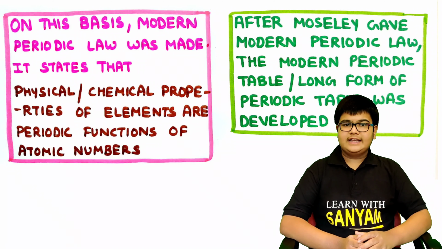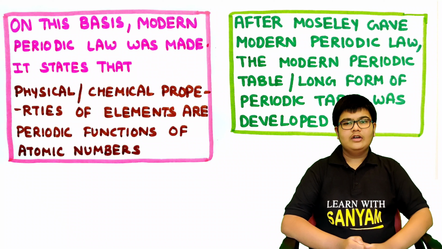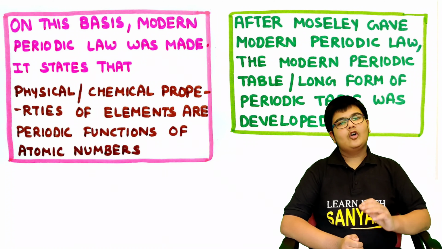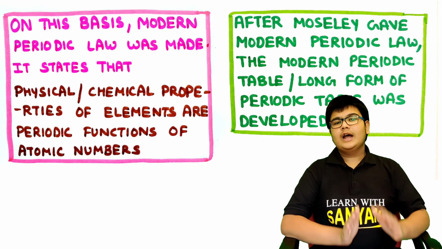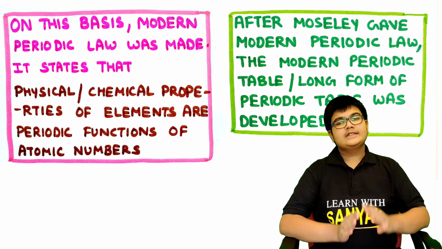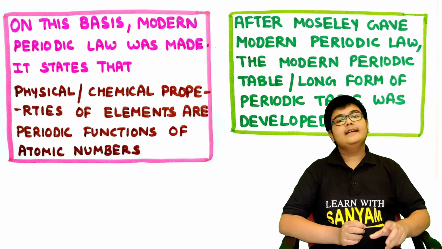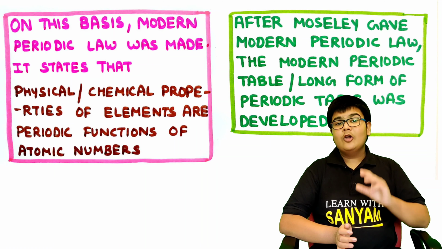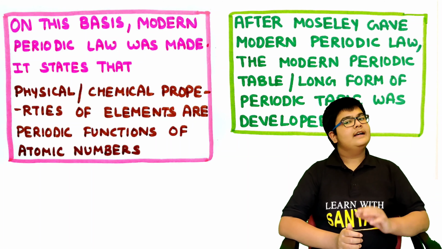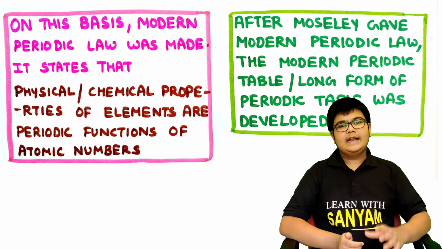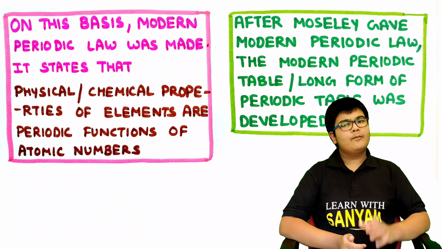Now after Moseley gave his modern periodic law, the modern periodic table or long form of the periodic table was developed. So now Mendeleev's table was stated incorrect and a new periodic table, that is the long form of the periodic table, also called the modern periodic table, was developed. So let's see the important features of the modern periodic table.